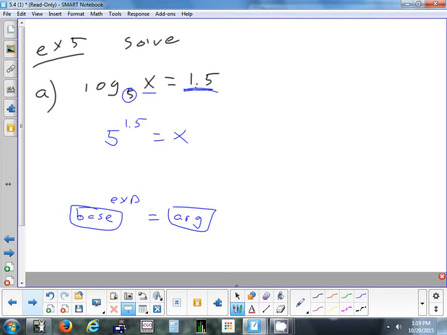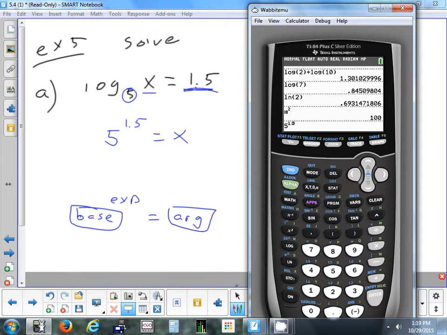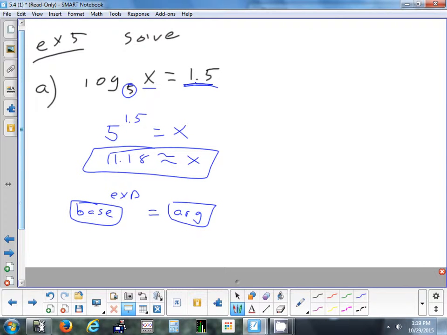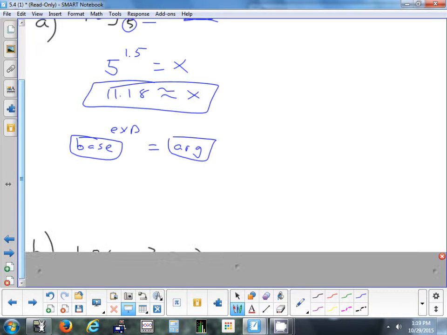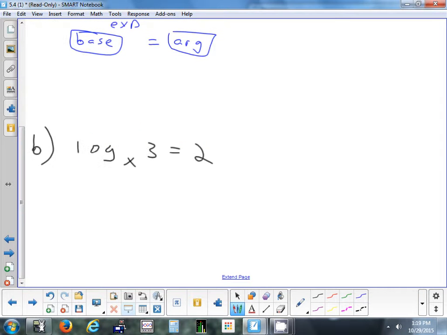Now this is something we could just type in and see what we get. It just takes a little practice with learning to rearrange it, and you get used to it. So it's about 11.18. In that example, what we solved for was in the argument. Let's look at an example where now what we're going to solve for is in the base. Anybody tell me how I can rewrite this one?